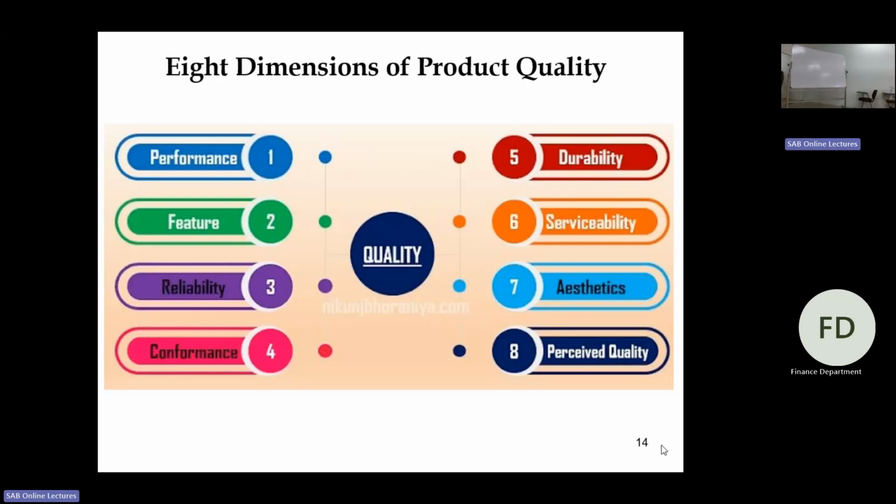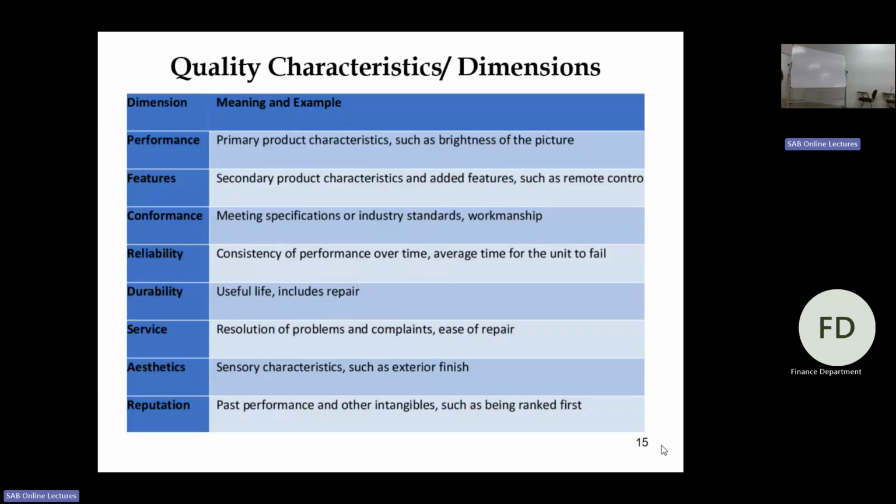Product quality dimensions. That is the quality of a product. You and I go to the market to buy products. Do we use these criteria? Not exactly in the same manner, but research findings summarize those quality characteristics into these. Right? So they are more or less the same.